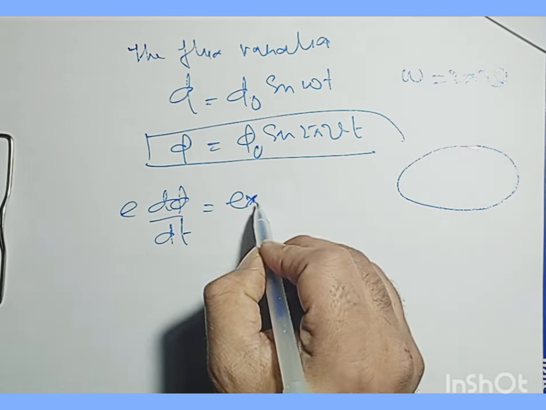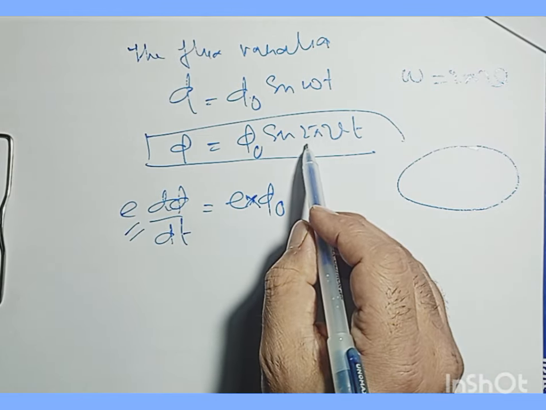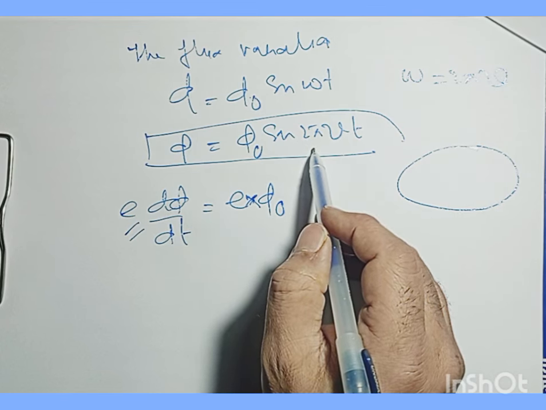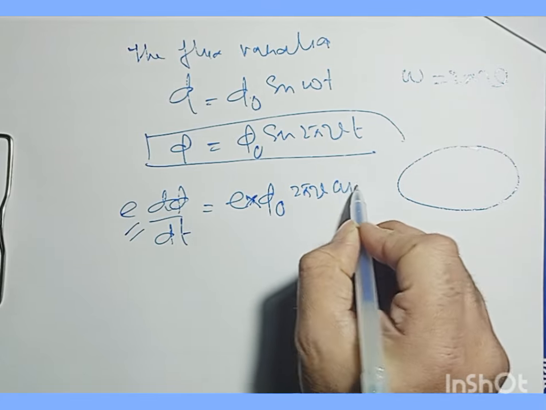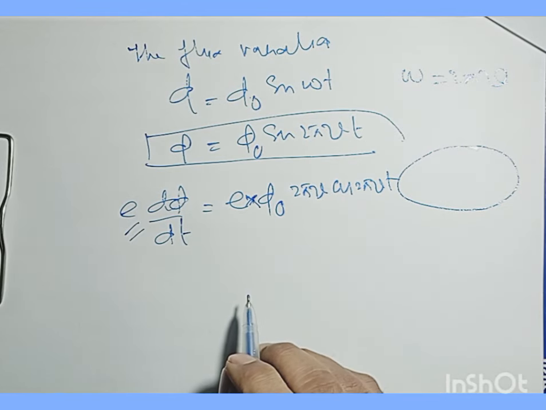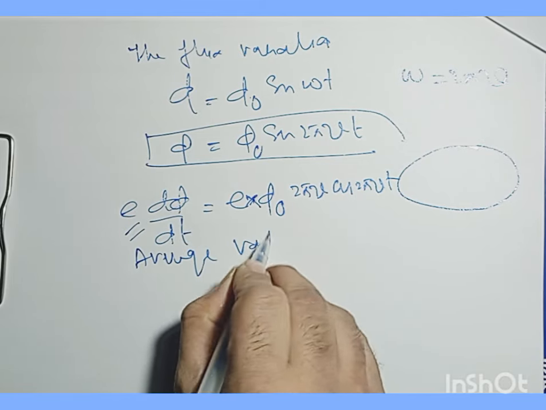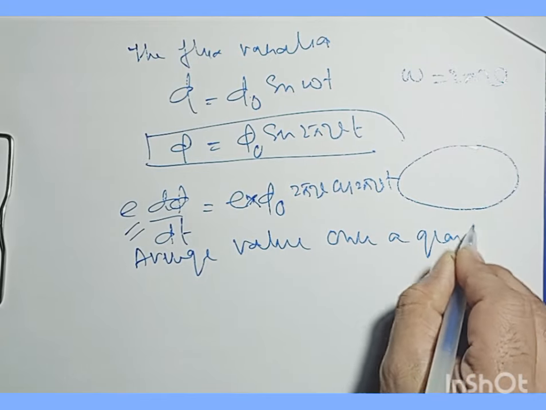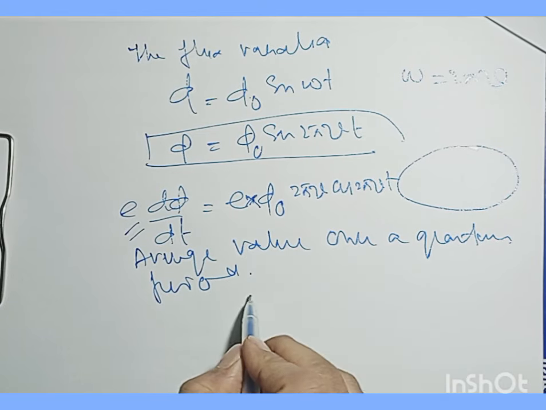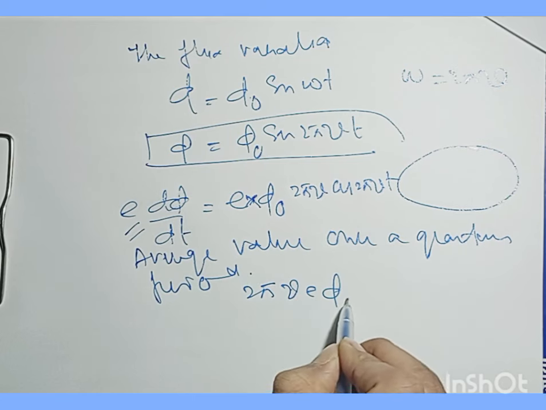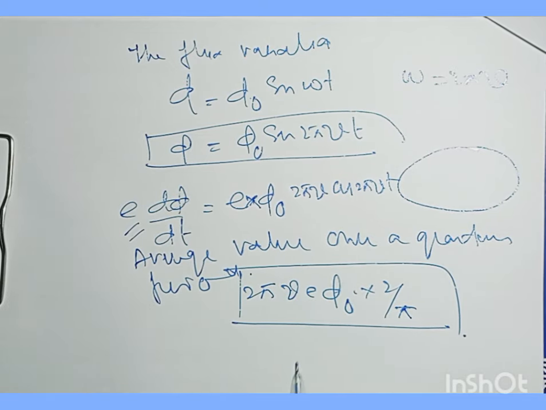That's going to be e, and phi naught will be out. Then sine will give me cos, and the internal derivative of 2 pi nu t, so I must have 2 pi nu as the internal derivative. So inside I'll have cos 2 pi nu t. And the average value over a quarter period will be 2 pi nu e phi naught times 2 by pi.